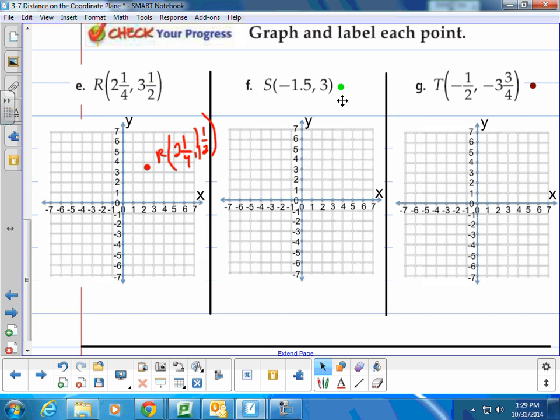So over here I have S, -1 1/2, 3. So I start at the origin always. I go left -1 1/2 because it's the x-axis, and it's -1 1/2. From there I'm going to go up 3 since it's a positive y. 1, 2, 3. So now I'm at -1 1/2, 3, and I label my point. I'm going to use green this time with S, -1 1/2, 3.